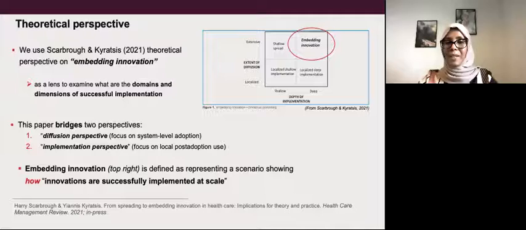This paper bridges two perspectives: the diffusion perspective, which focuses on system level adoption, and the implementation perspective, which often focuses on local post-adoption use. And if we look to the figure on the right, which I've taken from this paper, it shows conceptual positioning for embedding innovation. We can see the way the diffusion perspective and the implementation perspective are mapped together to conceptualize distinct dimensions of the innovation process. And this notion, embedding innovation, as illustrated on the top right of this diagram, is defined as representing a scenario showing how innovations are successfully implemented at scale.